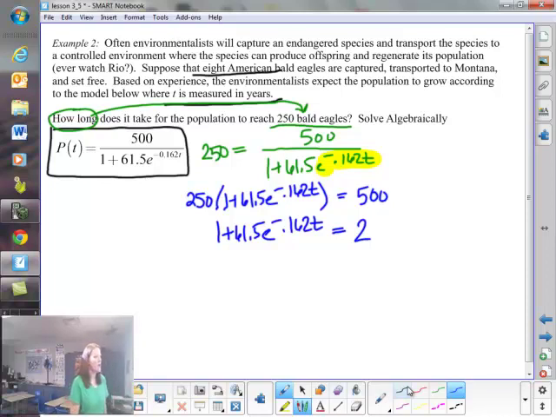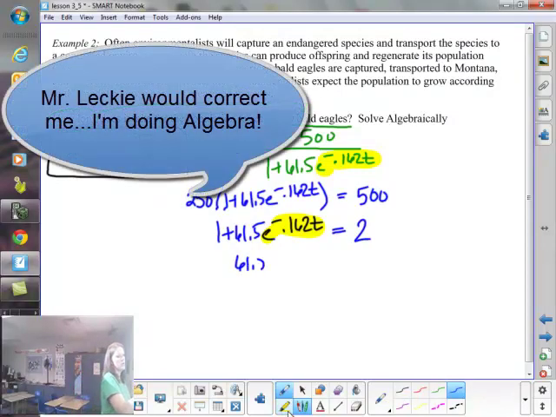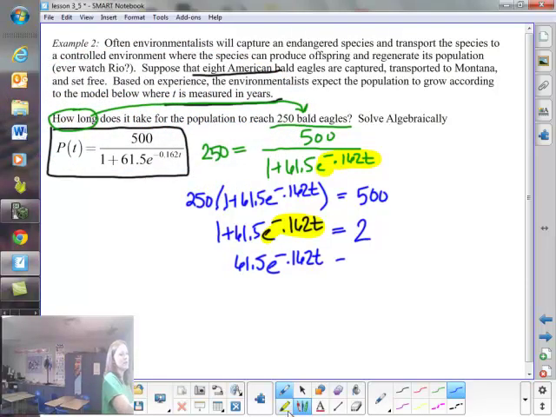Now, when you go to do that division, if you get not a very nice number, just leave it as a fraction. Again, we are still trying to isolate the base, e to the 0.162t. That's what we're trying to get by itself. So what else do we see? Well, I see a 1 with it. I see a 61.5 with it. So let's do a little bit more arithmetic. We're going to go ahead and subtract our 1 on both sides. And now I have 61.5 e to the negative 0.162t, and 2 minus 1 is 1. And now I can divide by 61.5. Now again, that is not going to be a nice number, so I'm going to leave it as 1 divided by 61.5.